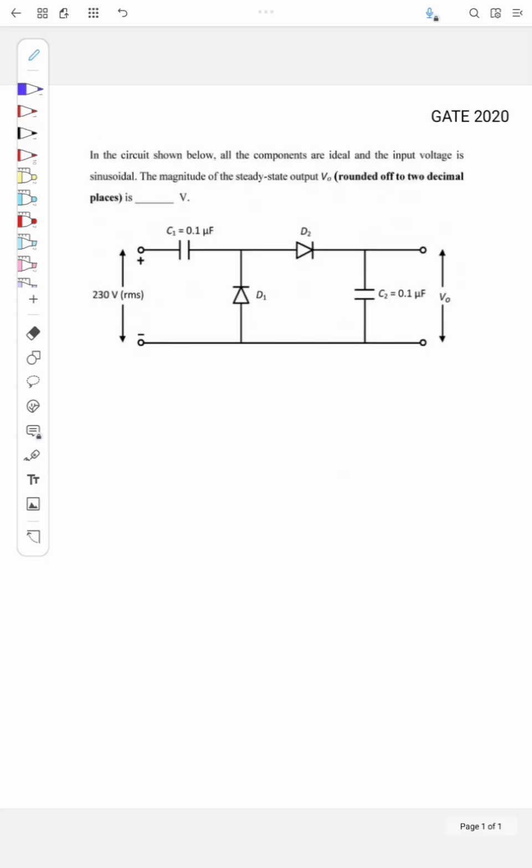So this is a question from GATE 2020. The question is, in the circuit shown below, all the components are ideal and the input voltage is sinusoidal. The magnitude of steady state output V0 is dash volts. So we need to find what is V0 here.